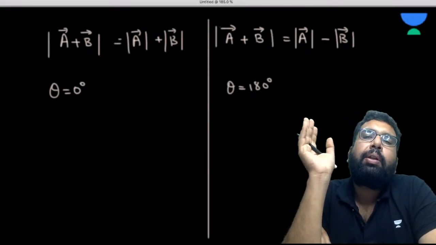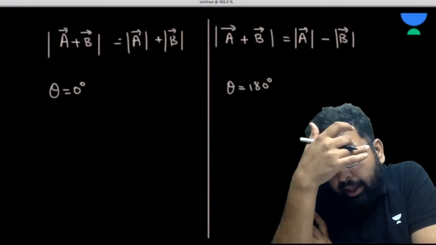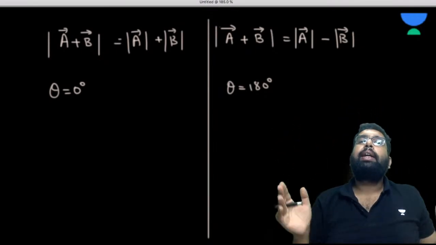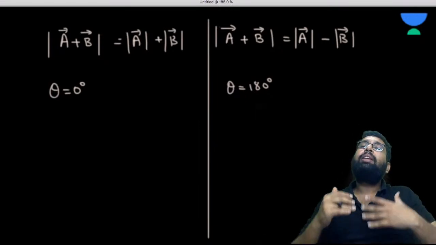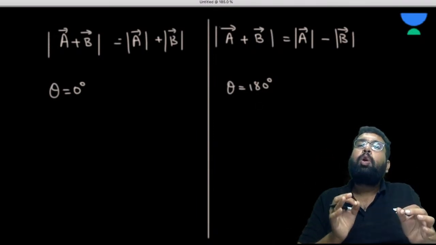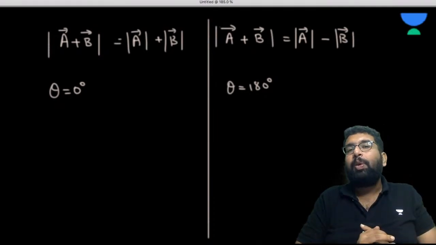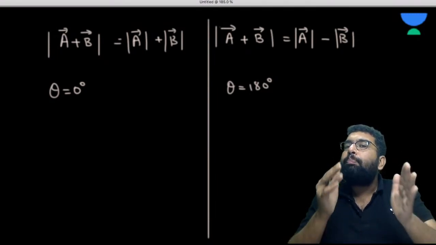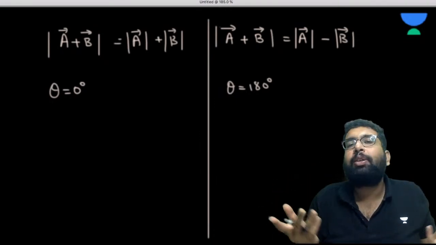Sometimes when we read some more chapters, students forget the basic concept and get trapped in all these things. So vector A plus B would have some resultant. When I write mod of A plus B, that means we are talking about the magnitude of that resultant. And the magnitude of that resultant is equal to the magnitude of the vectors individually only when theta is equal to 0.